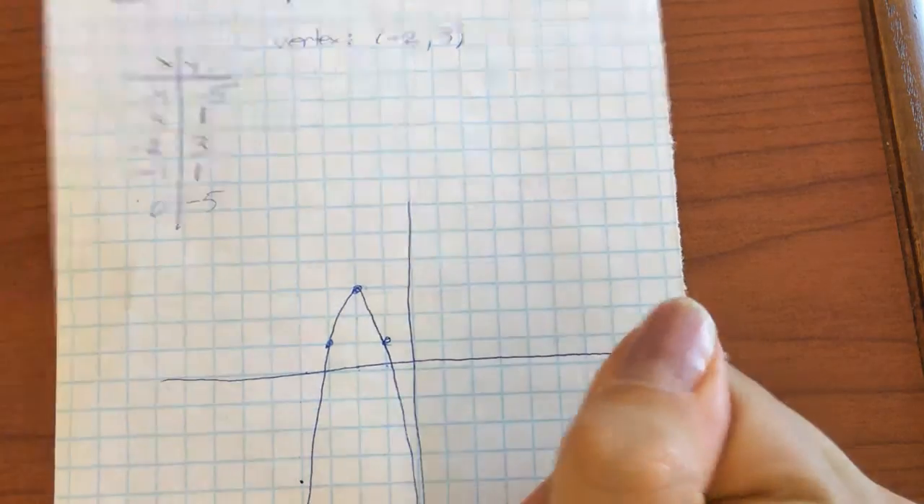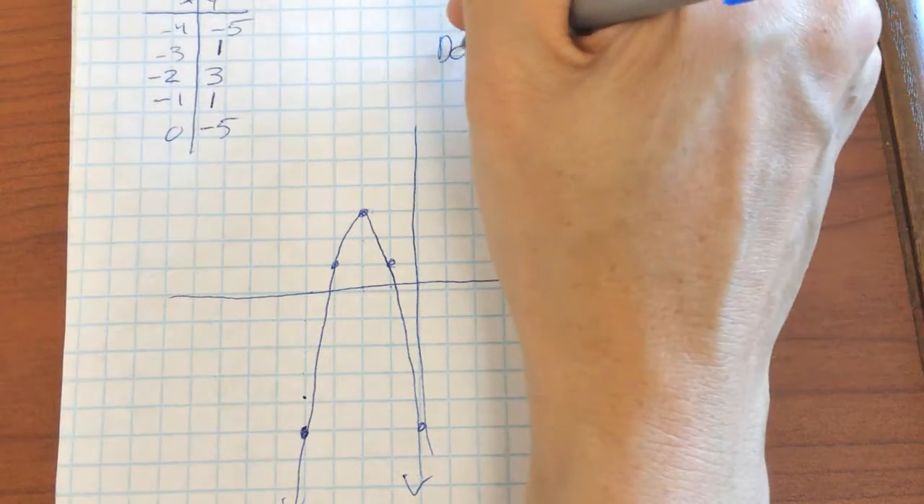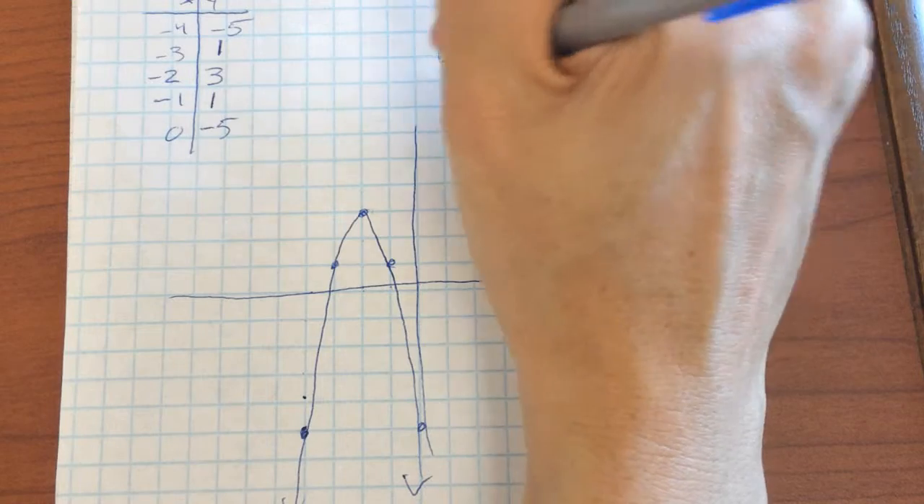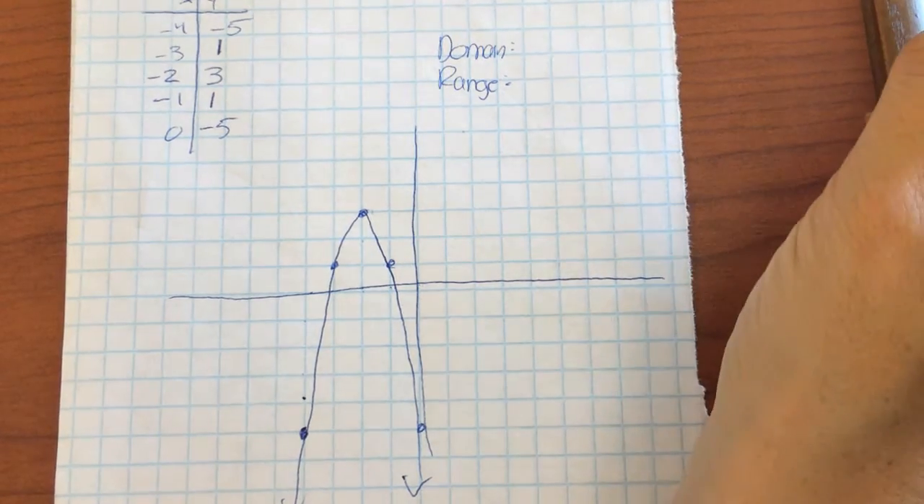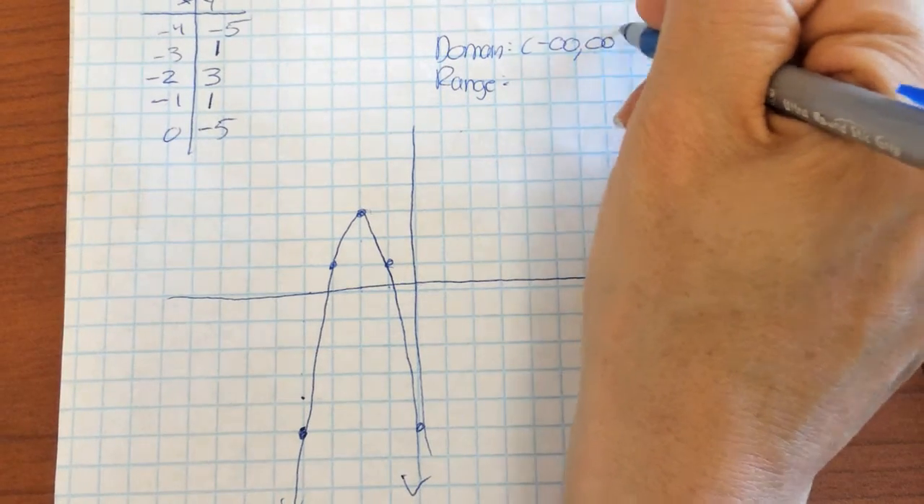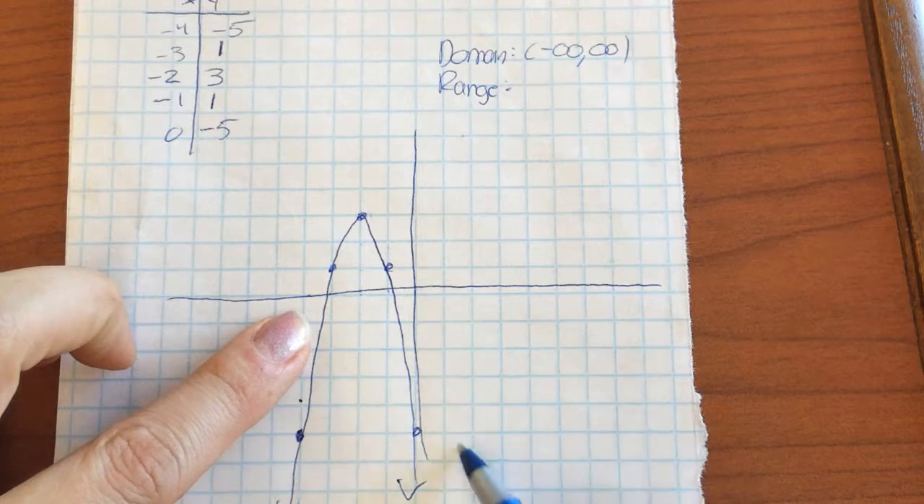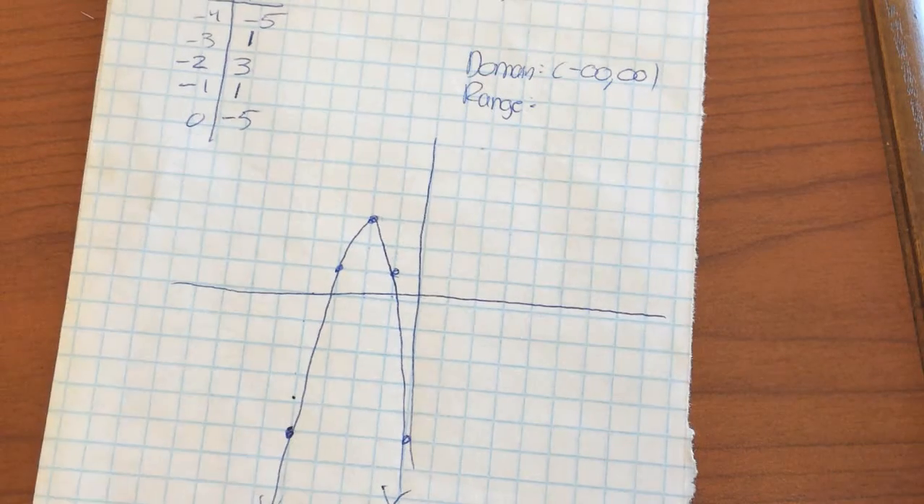So here's my parabola. So my domain and my range. You can see in terms of x, my domain is -infinity to infinity, because as it goes, it's going to keep getting wider and wider and wider in this direction, and wider and wider and wider in that direction forever.